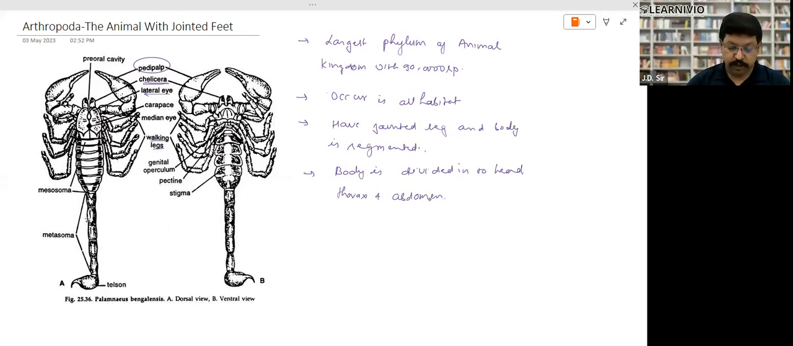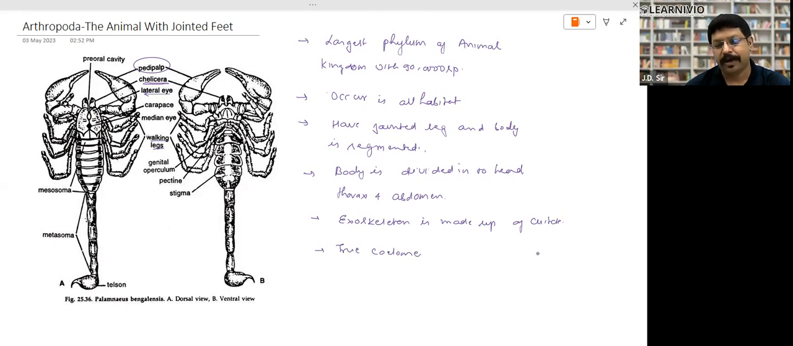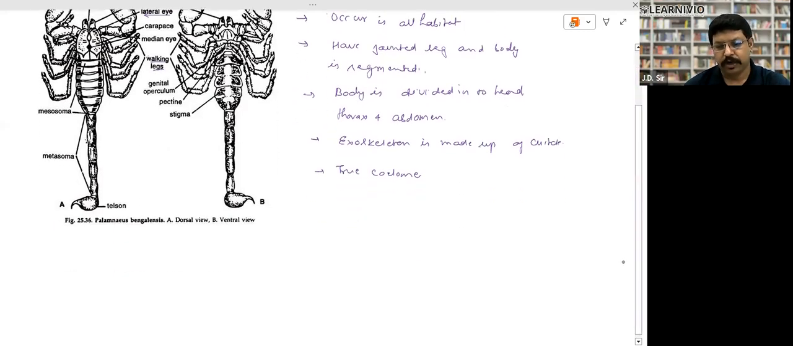Right? So body is divided into three parts, and they have exoskeleton. Exoskeleton is made up of cuticle, right? And they have true coelom. That I have already told you from the classification. You have to learn it directly from the classification, which are the roundworms, the pseudocoelomate.